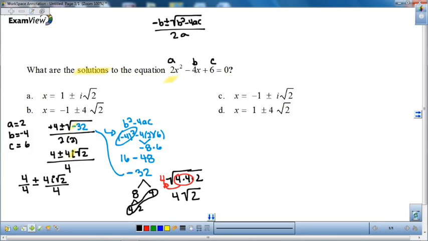So 4 divided by 4 is just 1. And I can cancel my 4's. So I'm left with i square root of 2.